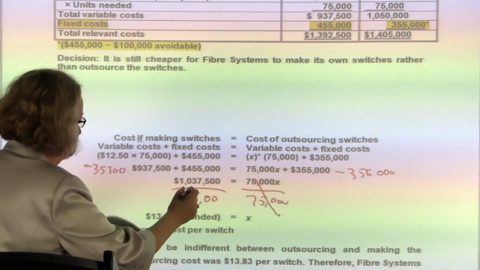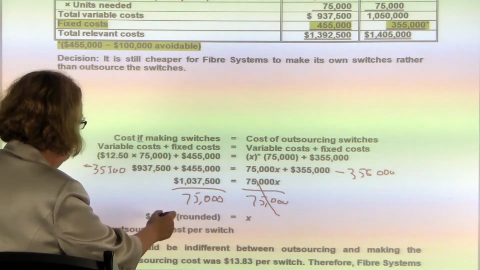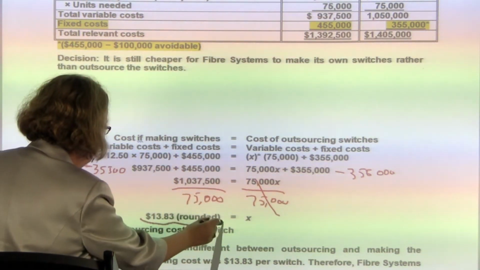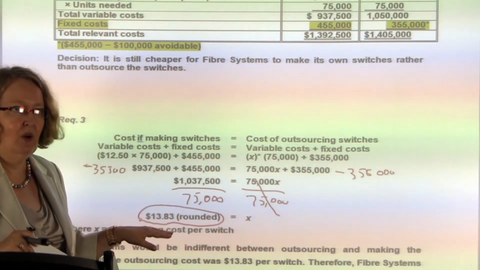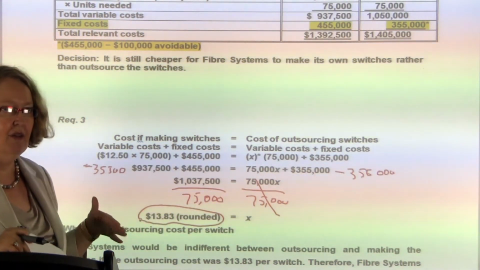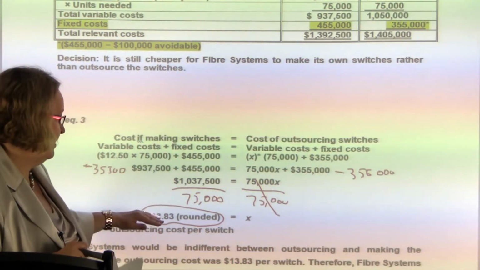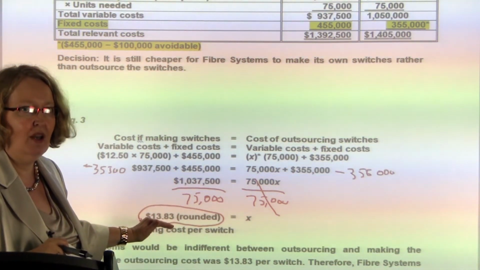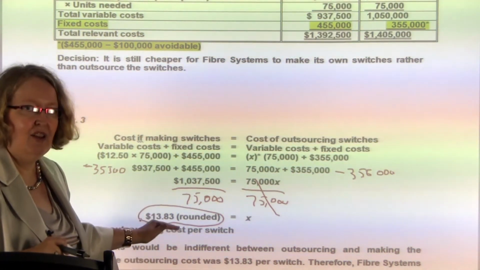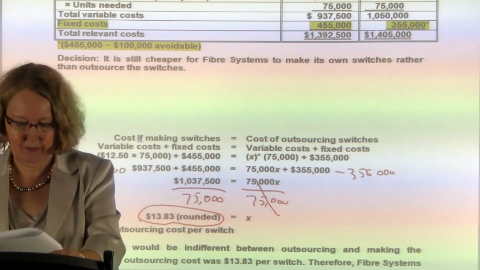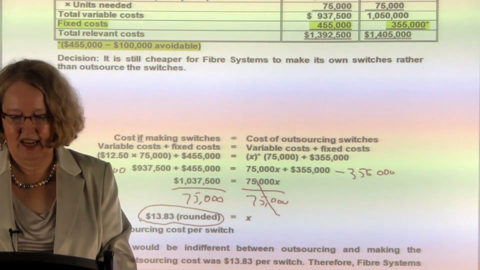So now x is equal to 1,037,500 divided by your 75, which will come out to be $13.83. So if the price offered from an external company to make that product for you is $13.83 or lower, you would buy it. It'll only be beneficial if it's equal to or less than $13.83. So that concludes problem 8-26.